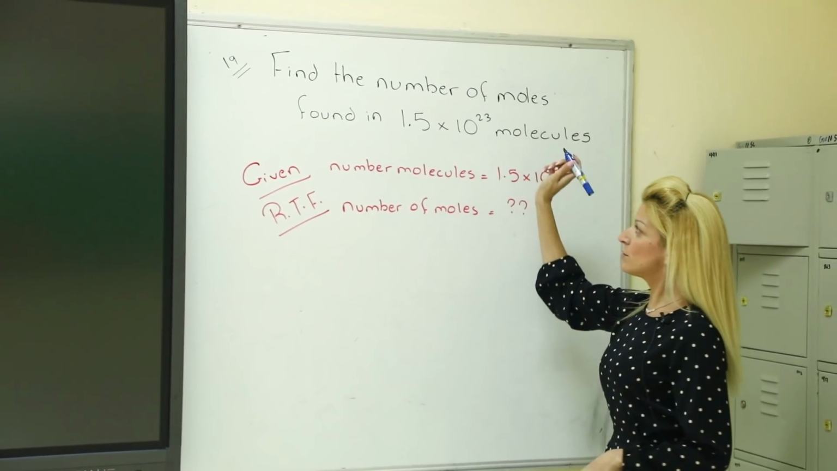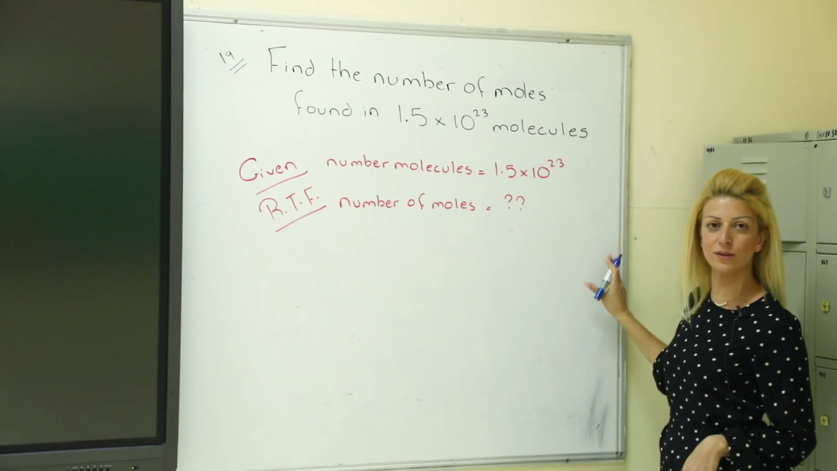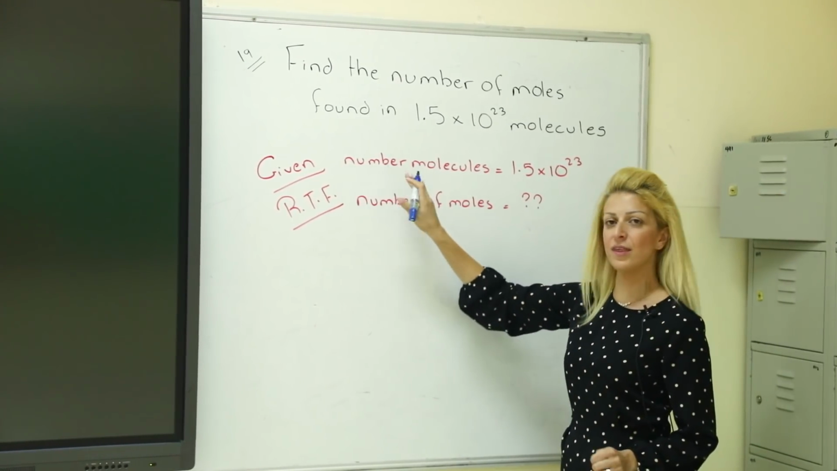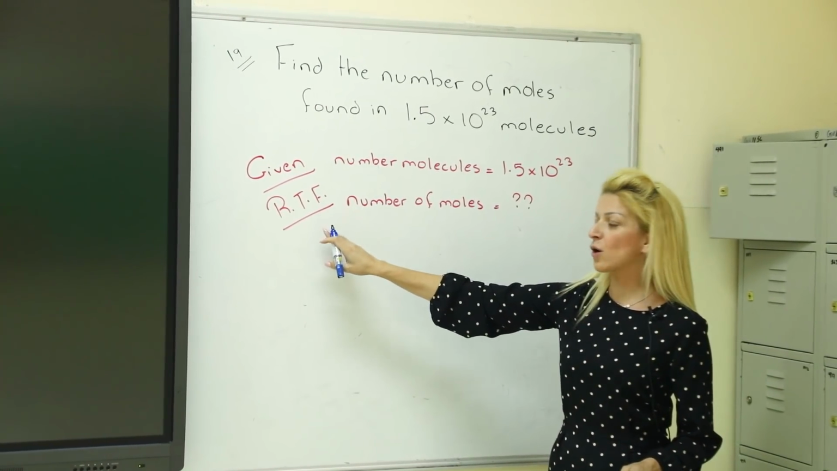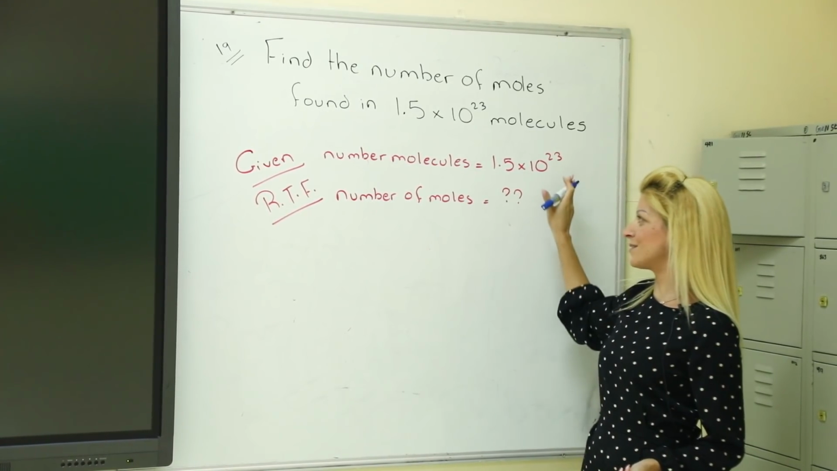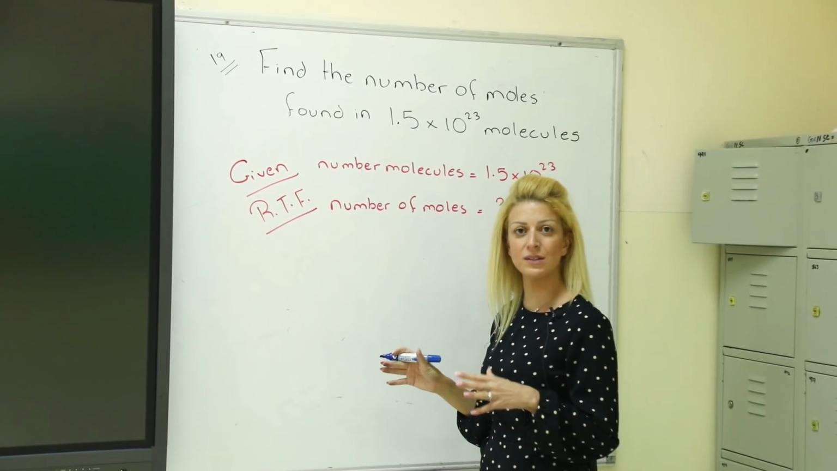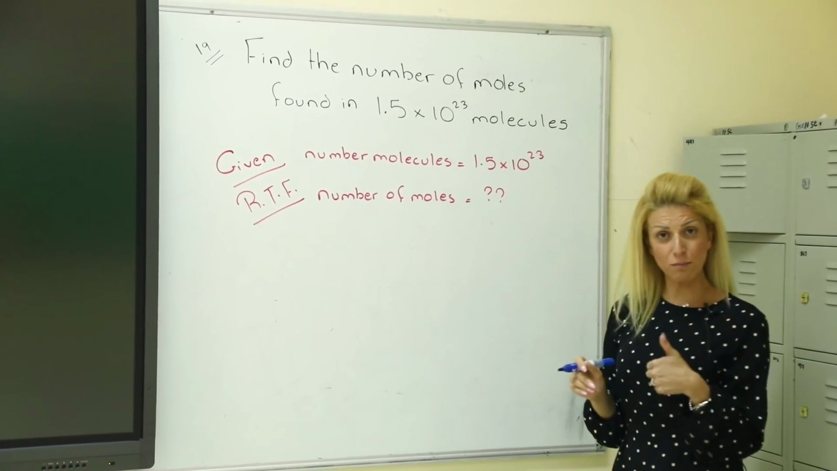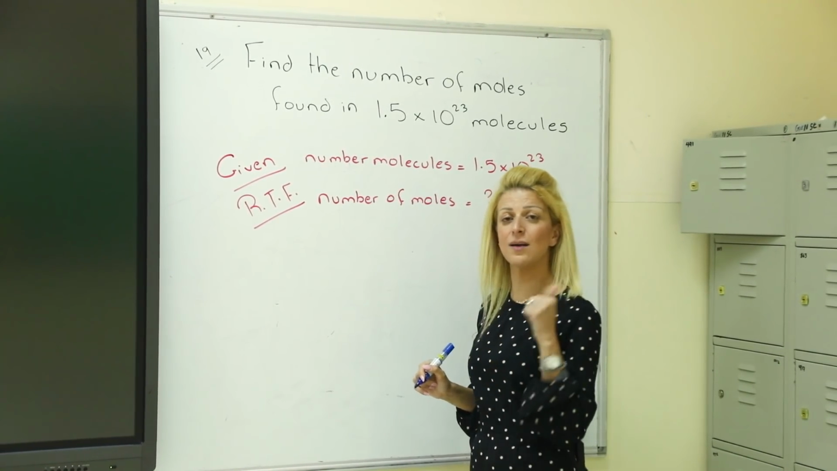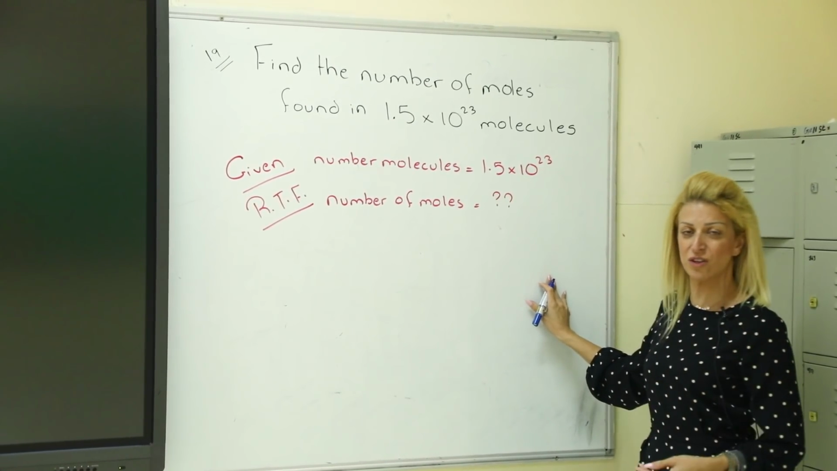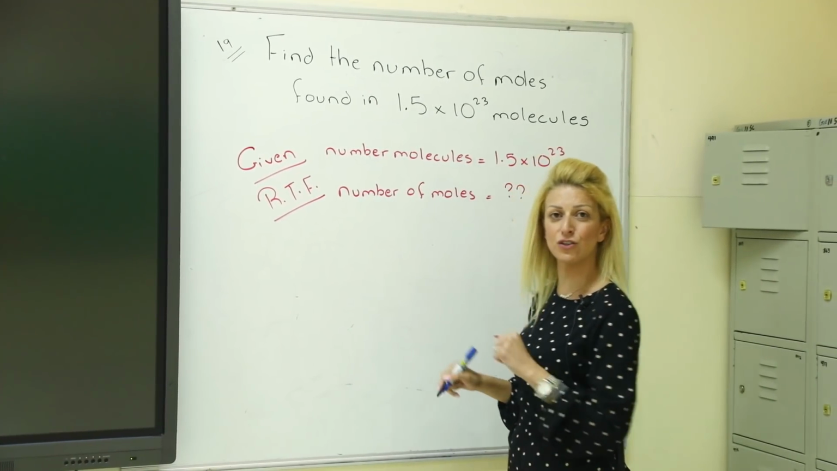Find the number of moles that are found in 1.5 times 10 to the power 23 molecules of a substance. So we are given the number of molecules to be 1.5 times 10 to the power 23. We are required to find how many moles are present in this many molecules. So we know a relation between number of moles and number of molecules. We know that 1 mole of a substance is equivalent to 6.0 times 10 to the power 23 molecules, which is Avogadro's number. So this question can be answered by a simple conversion factor.